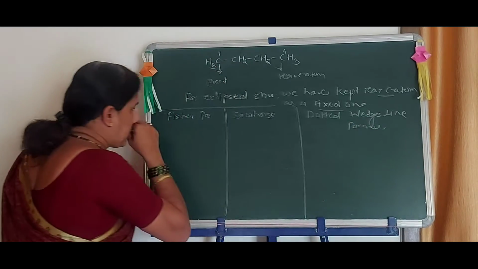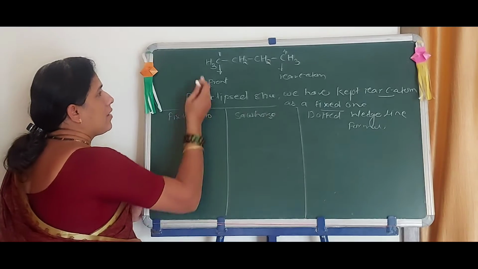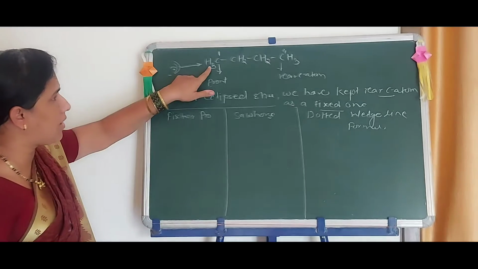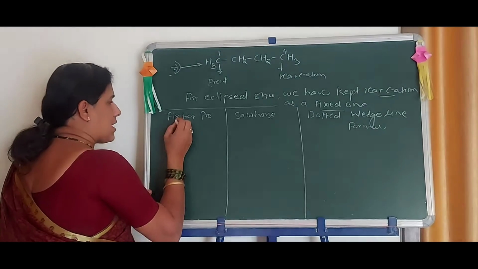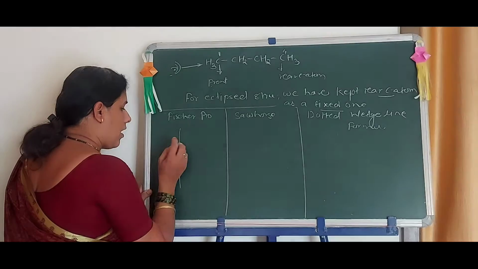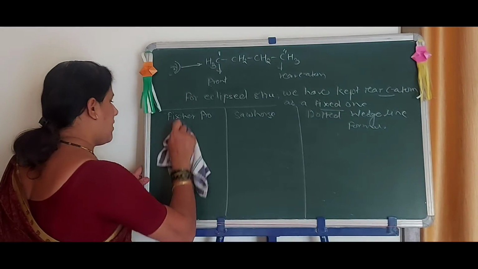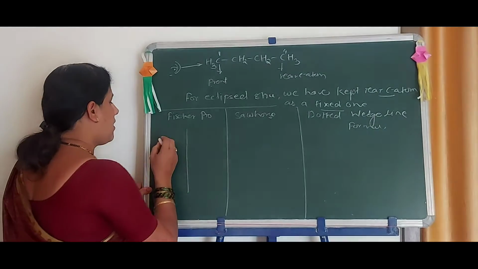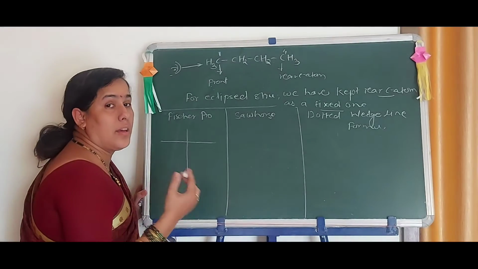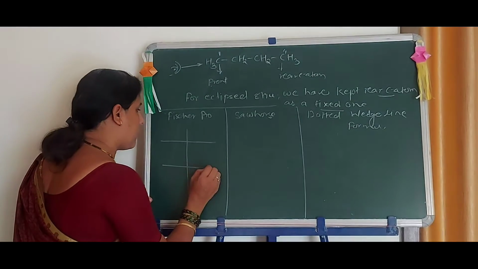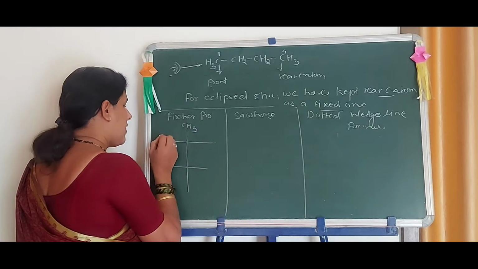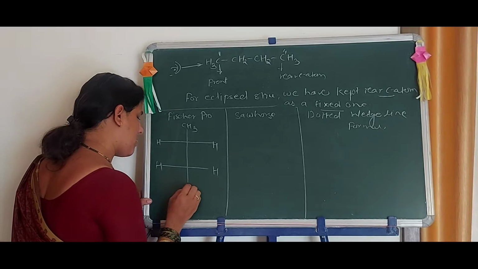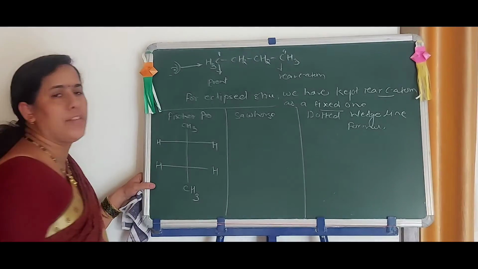Okay, now see the Fischer projection formula. Looking at these angles through this direction, this is the front carbon atom. As far as the Fischer projection formula is concerned, we have to draw it in such a way that the vertical line denotes the bonds or atoms attached to it are away from us, behind the plane. This is the CH3. Here H, here H, H, H, and here also a CH3. This is the structure of a Fischer projection formula.